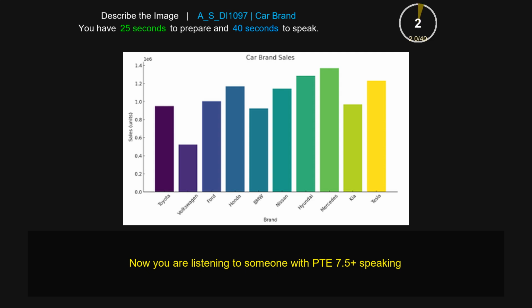The graph provides the information of car brand sales. There are lots of car brands that have been discussed such as Toyota, Volkswagen, Ford, Honda, BMW, Nissan, Hyundai, Mercedes, Kia and Tesla, and the units are given in sales from 0 to 1.4. The highest amount of car sales has been for Mercedes and the value was 1.4, followed by Tesla, and Hyundai has got a similar amount of car sales, more than 1.2. On the other hand, Volkswagen has got the lowest amount of car sales and the value was 0.5. In conclusion, Toyota has got the car sales value of 0.9 respectively.